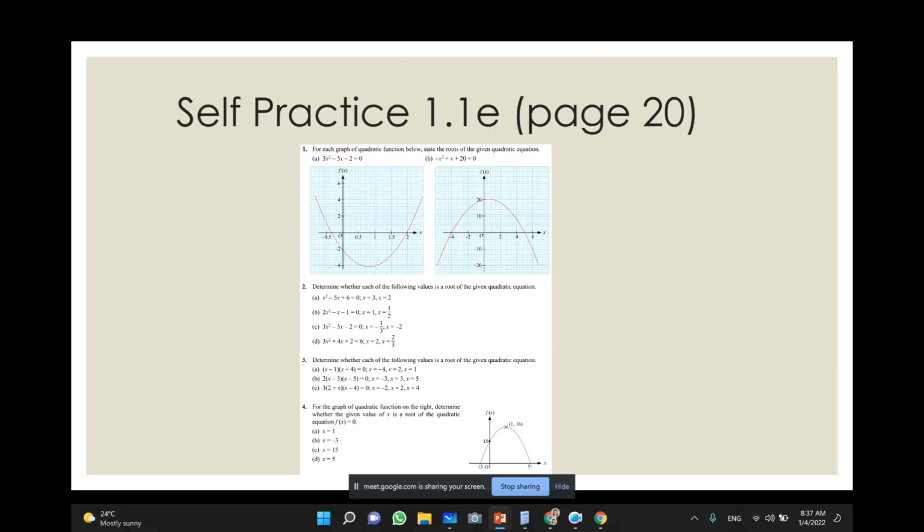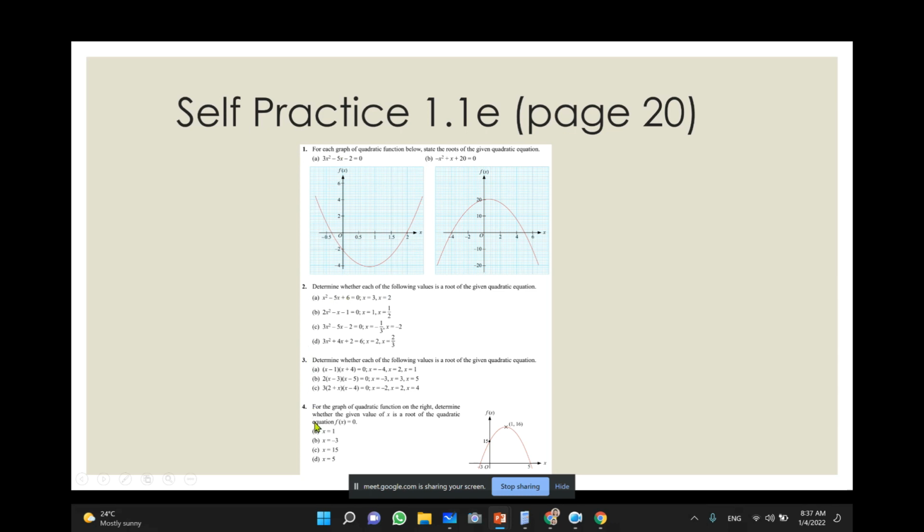This is the end of our lesson. Again, comes the self-practice 1.1e. You look at your textbook. This is your exercise for today. Actually, teacher, do we need to draw the graph as well? Yeah, this is what I want to give you my instruction right now. Number one, you don't have to draw the graph. No need. You just need to read from the graph to determine the root. But the rest of the questions, you need to copy and solve it.